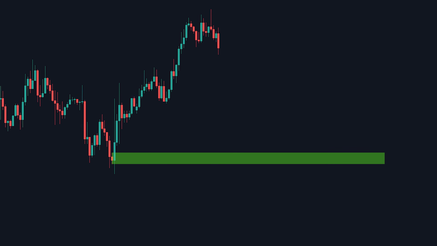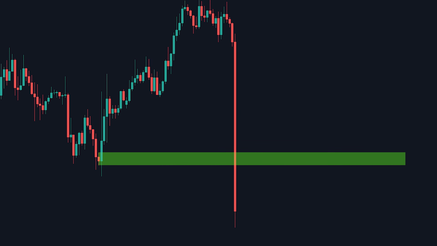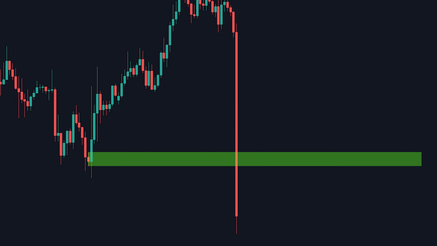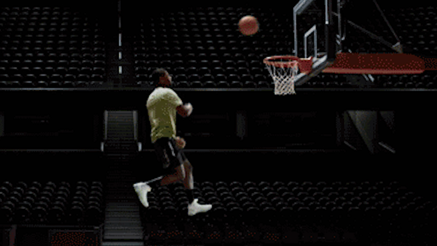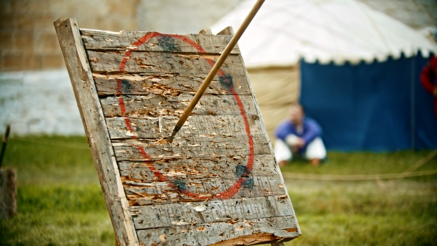If price returns to your zone like this in a very aggressive and sharp manner, you would not enter into this trade. You want price to slowly come down to your zone. This tip in itself is a game changer.